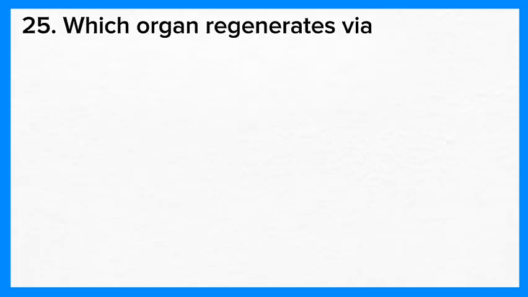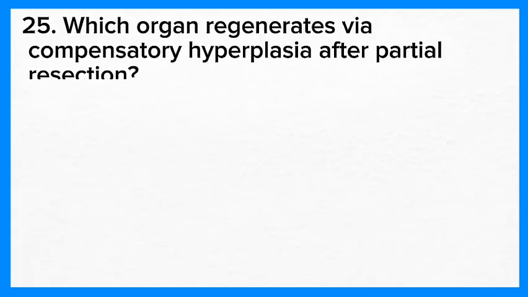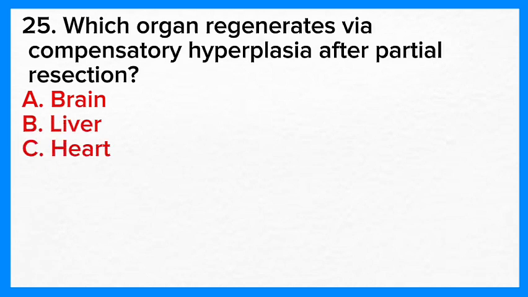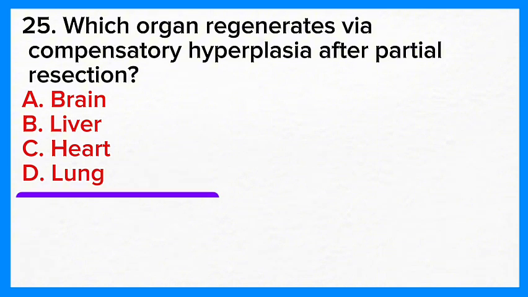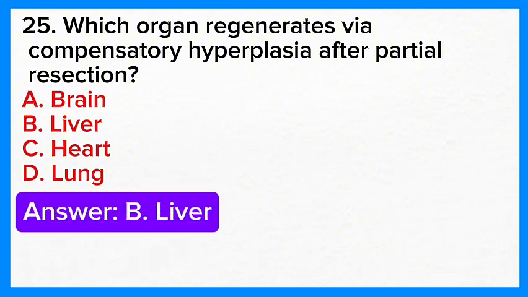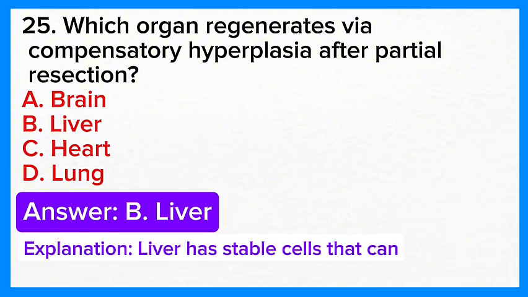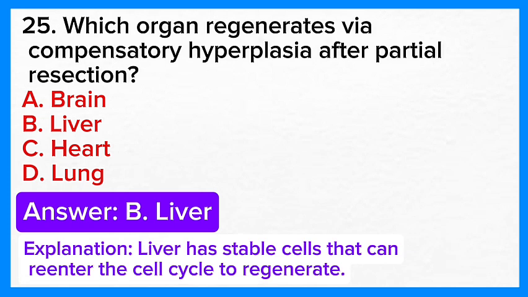25. Which organ regenerates via compensatory hyperplasia after partial resection? A. Brain, B. Liver, C. Heart, D. Lung. Answer: B. Liver. Explanation: liver has stable cells that can re-enter the cell cycle to regenerate.